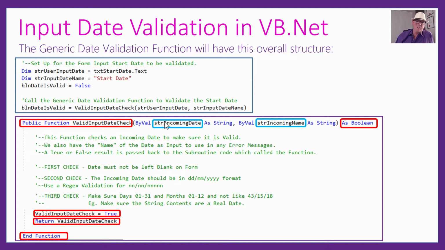Because if we just put date is incorrect, well, is it the birth date? Is it the start date? Is it the end date? Exactly which one is it? We don't know. So we need to also put the name of the date which is getting checked. When you set up functions, that's its name, valid input date check. That's what's passed back as well, so that's the one we set to true if everything's okay. And we have to have a return statement in here to return that value back up to the subroutine.